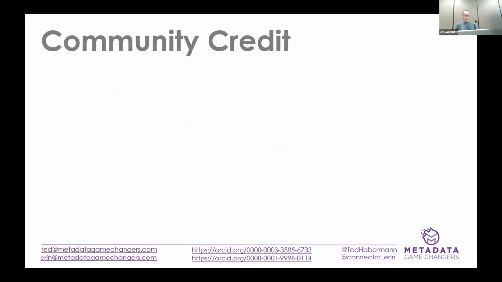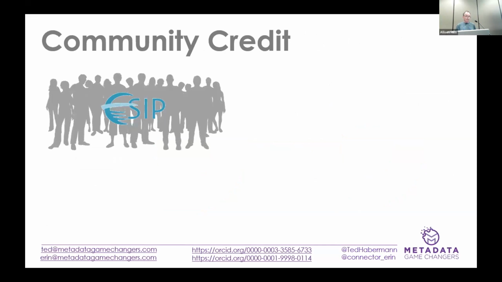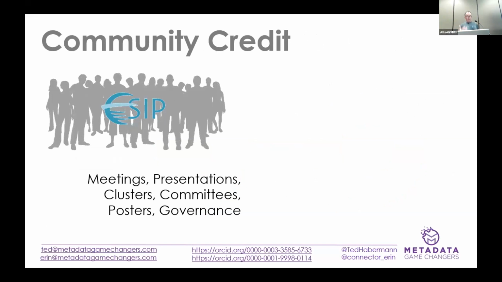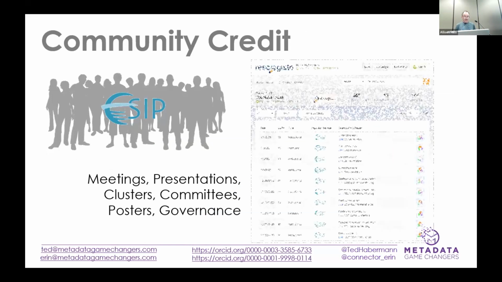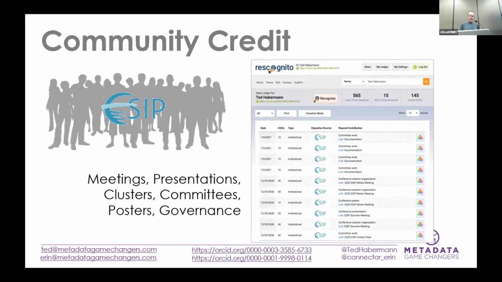So what other kinds of things can we get credit for? ESIP is a wonderful big community, and a lot of us make a lot of contributions to ESIP for different kinds of things: meetings, presentations, clusters. We saw everybody standing up yesterday, that was great. I just wanted to throw out an idea that you might want to be aware of. Here we can see a page from a tool called ResCognito, and this is mine. There happen to be things on there like committee work, conference session organization, conference poster, conference presentation. These are things that participants in ESIP do that are significant contributions to ESIP.